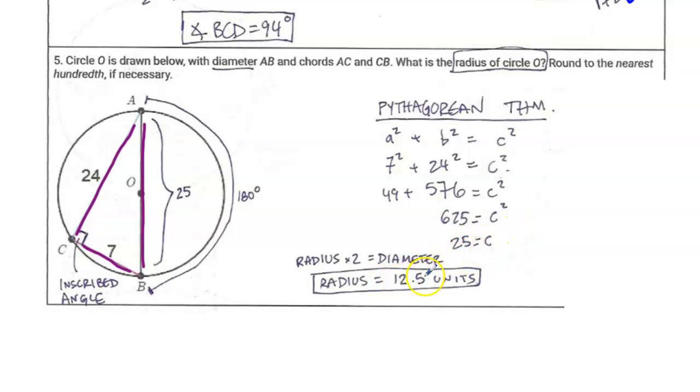Now, you might be wondering, why is 12.5 the answer? Well, I'm looking for the radius of circle O, so I know that the diameter is 25. This is the diameter because it's going from one point of the circle to the other through the center. And I also know that the radius is going to be half of that because the radius times 2 is equal to diameter. So this distance is only 25 cut in half, which is 12 and a half.